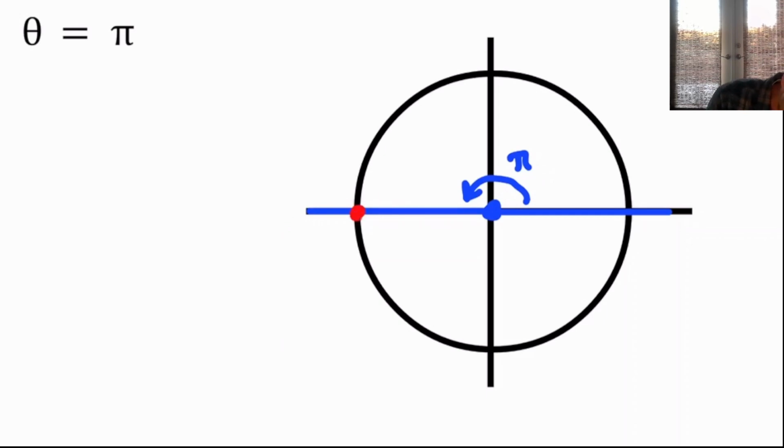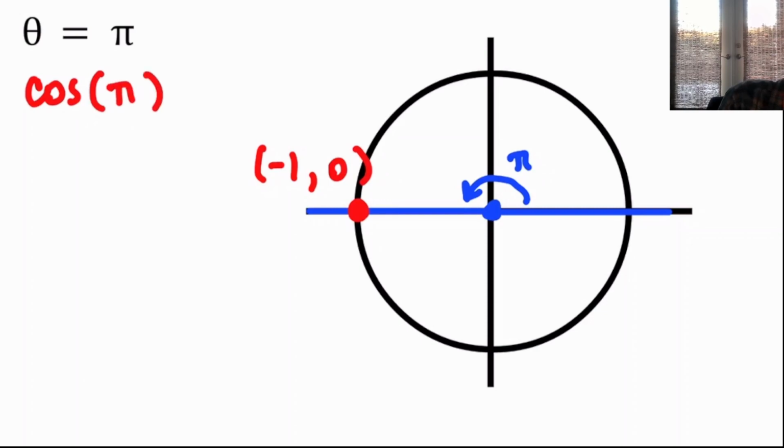And I'm going to label the intersection point. Find the coordinates of it. It's a unit circle. It's 1 unit away from the origin. It's to the left. So this is where x is negative. So I'm going to say x is negative 1 and y is 0. And just like before, I'm going to say, all right, cosine of pi. That's the x coordinate, or the horizontal displacement from the origin. I mean, pardon me, from the y-axis.